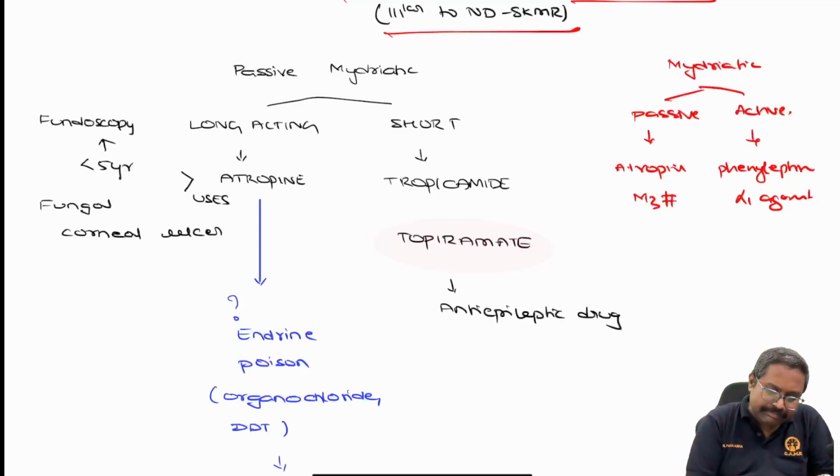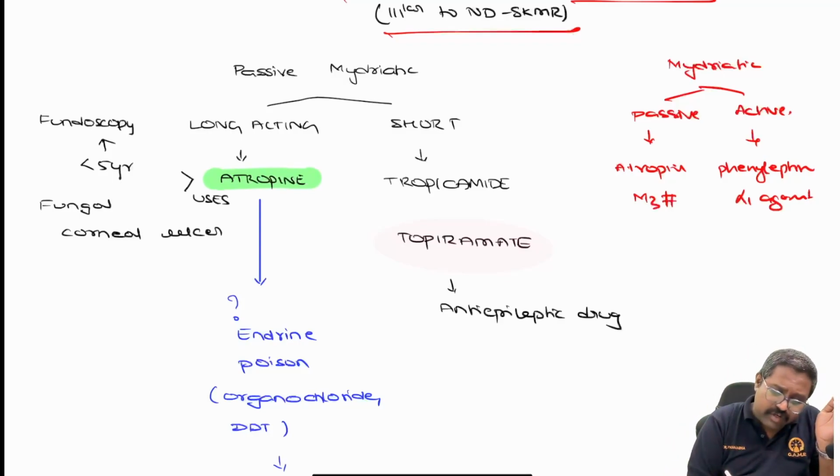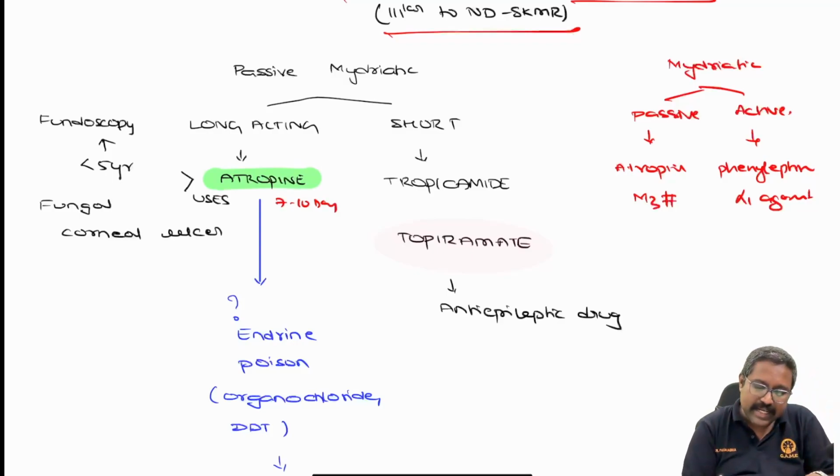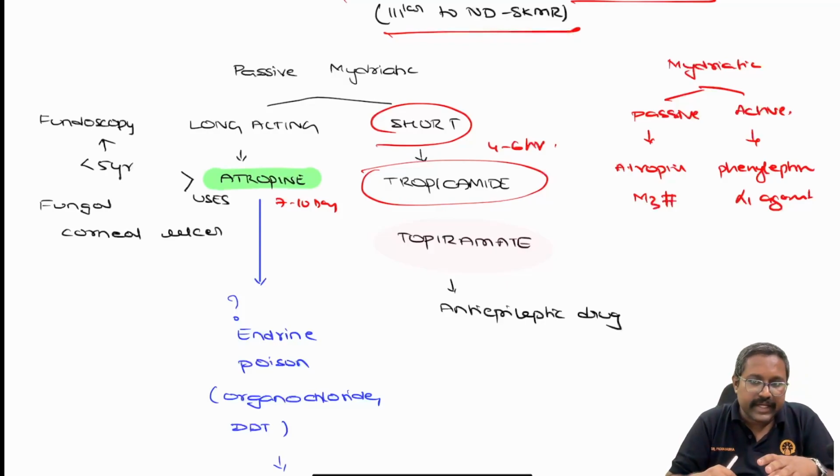So the longer acting mydriatic will be your atropine itself. Atropine will act for a longer duration of time, at minimum 7 to 10 days. Whereas the shortest acting will be your tropicamide. Tropicamide will act for 4 to 6 hours. Tropicamide is also an atropine derivative.